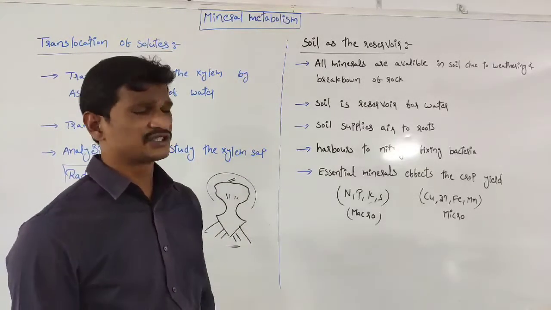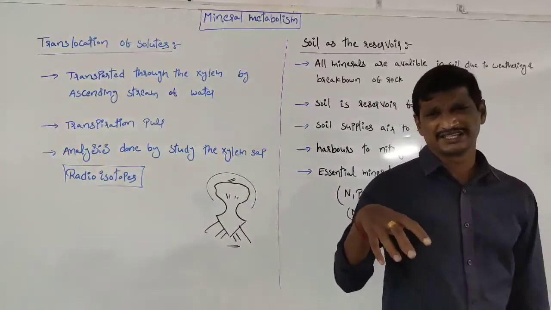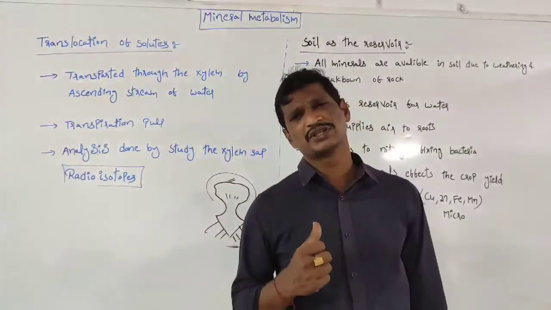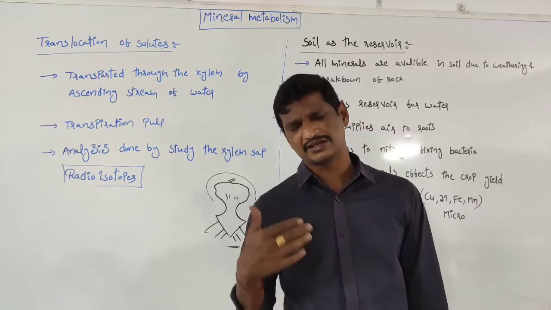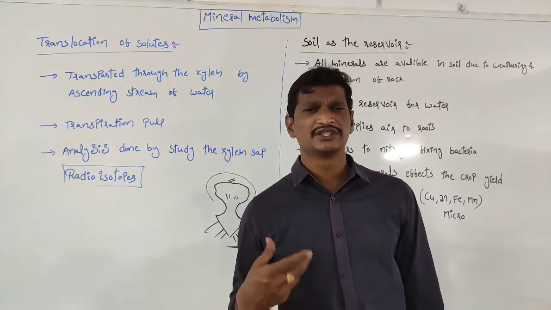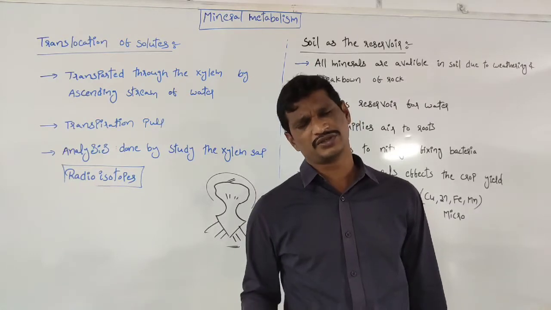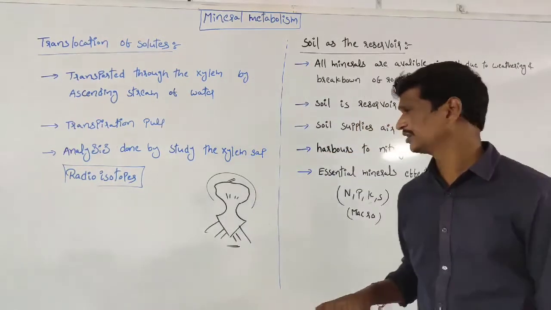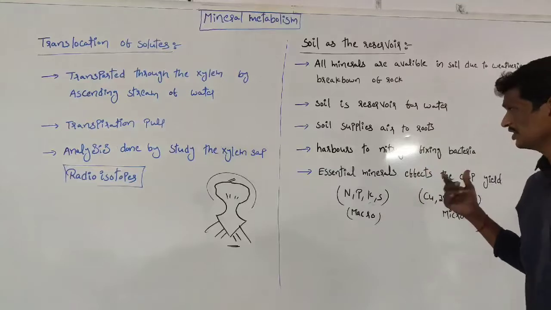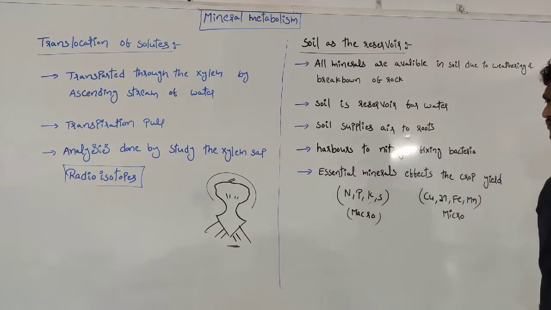Right? Soil supplies the air to the roots. Even within the soil, there are some gaps, very minute pores. Through those pores, exchange of gases takes place. That exchange supports the absorption of oxygen by the roots, right? That is about how soil supplies the air to the roots and harbors the nitrogen fixing bacteria.